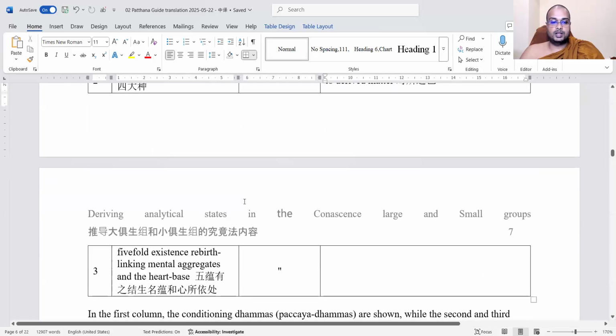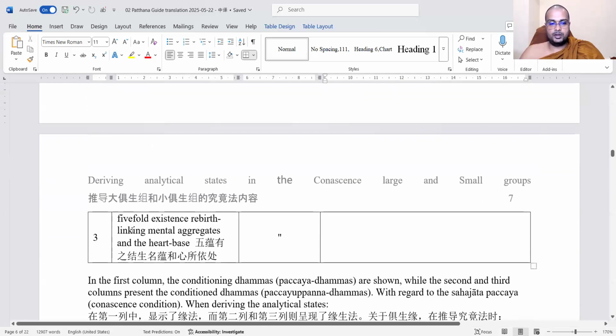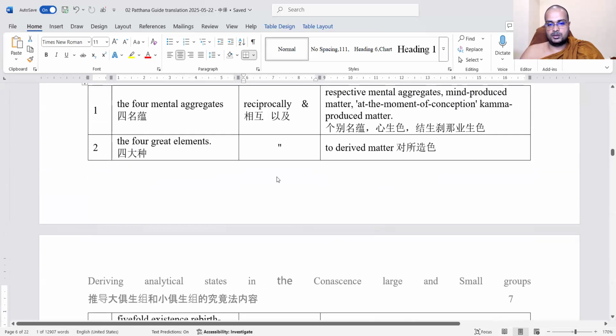Okay, so the third one, which you already know, the fivefold existent rebirth mental aggregates and the heart base supporting reciprocally, right? So this, yeah.